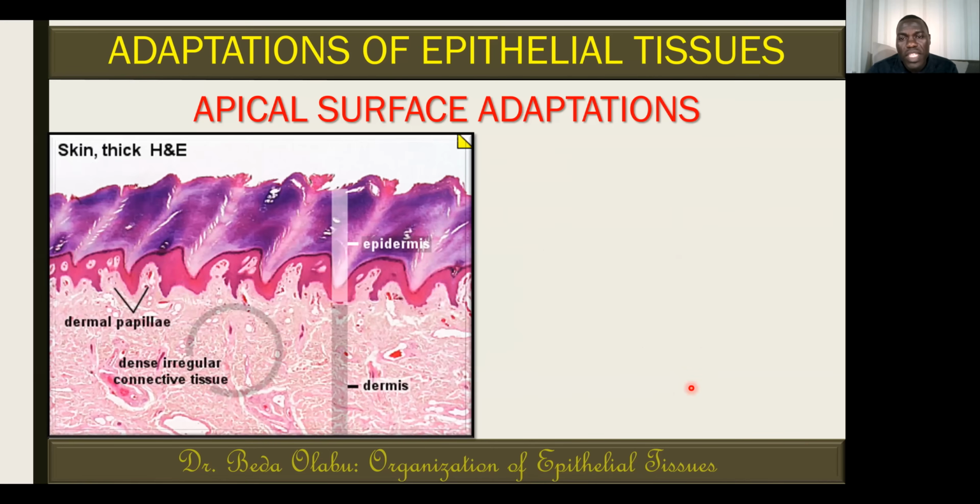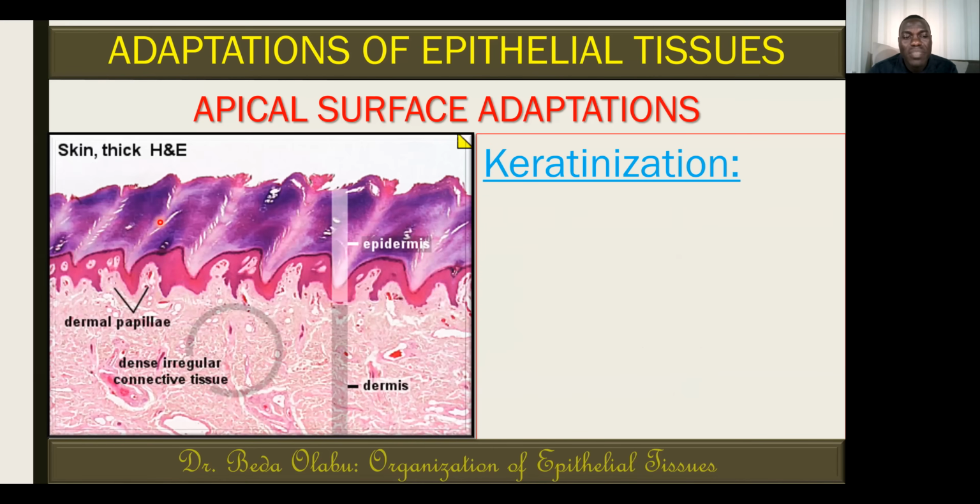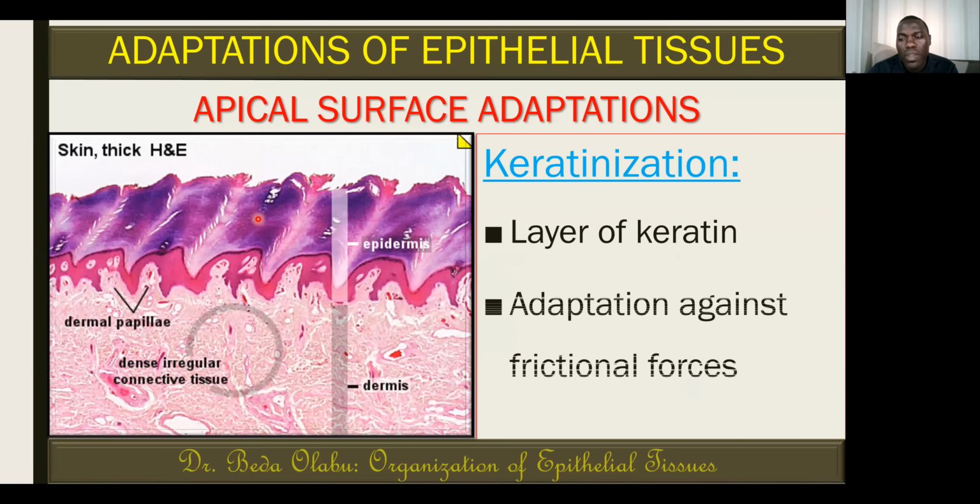The fourth surface adaptation is keratin. And so epithelium with keratin is described as being keratinized. It simply means a thick layer of keratin. This is an adaptation against frictional forces, and you find keratinization in the skin, wherever it is. We also find keratinization in some parts of the oral cavity regions, which we are calling the masticatory epithelium. That's where you find keratinization.